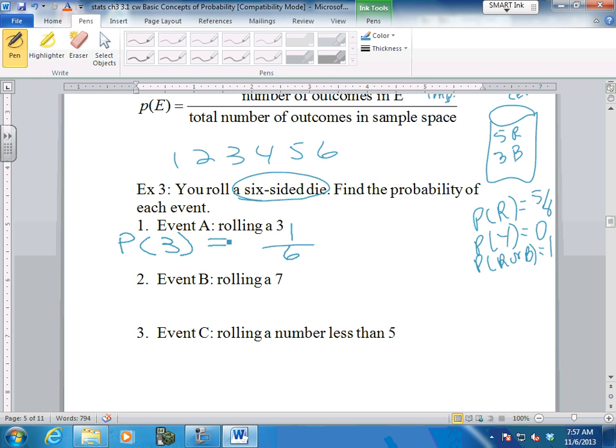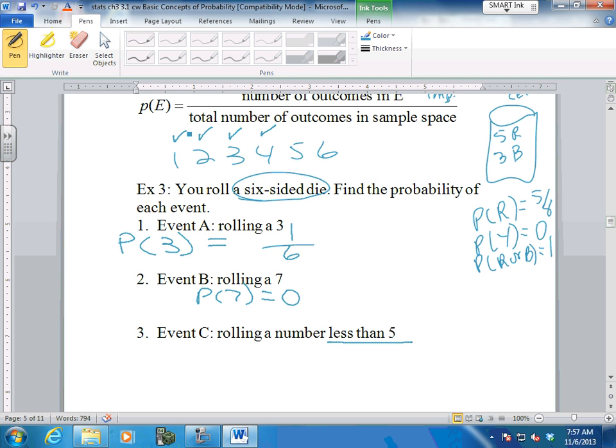What's the probability of rolling a 5? 1 out of 6. Okay, what's the probability of rolling a 7? 0. This can't happen. What's the probability of rolling less than 5? 4. This is less than 5, this is less than 5, less than 5, less than 5.